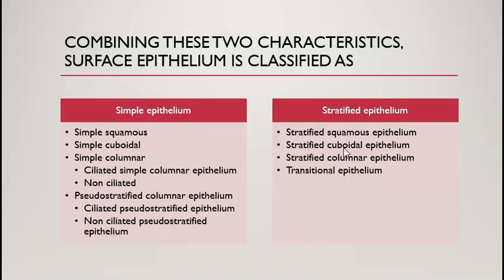Again here also the function is protection and limited secretion and absorption. Mainly these are for protection. Then next is stratified columnar epithelium. In stratified columnar epithelium, usually the basal layer consists of shortened, irregularly shaped cells. Only the apical layers have cells that are columnar in shape.